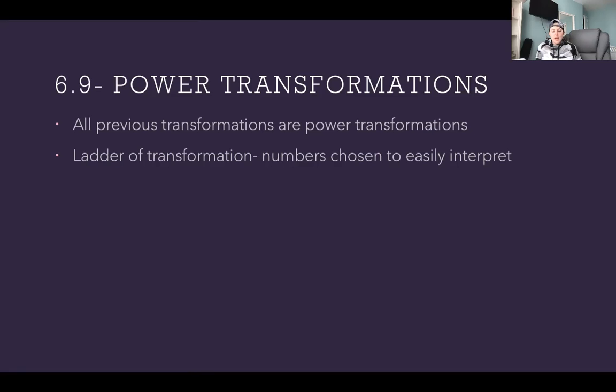We can see that the ladder of transformation can be done, which is numbers chosen to easily interpret. Some of the numbers that the examples in the textbook have shown are -1, 1, 0, and 1/2 and -1/2, just some easy numbers that we can visualize ourselves, which help us to easily analyze the data and get a bigger picture of the data.